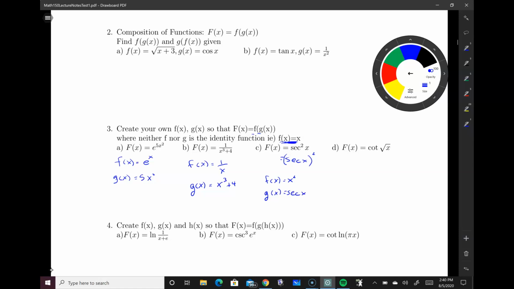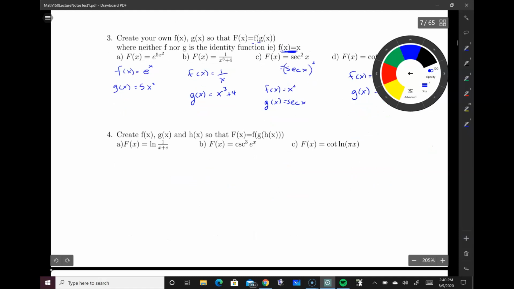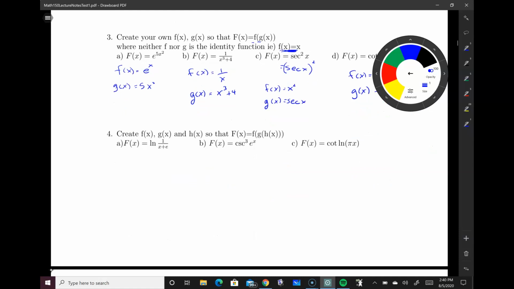This one here, this could be rewritten as cotangent of x to the 1/2, right? Or square root of x. You can keep it that way. But so the outside function would be the trig function, and the inside function would be the square root of x. All right, so continuing on with that same idea, now we have 3 layers.